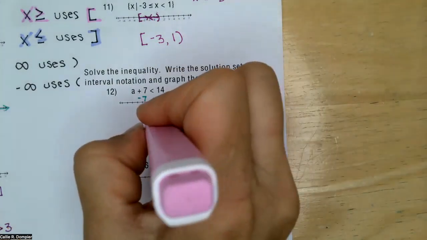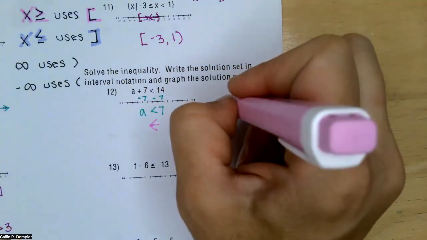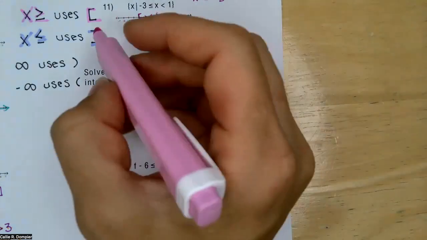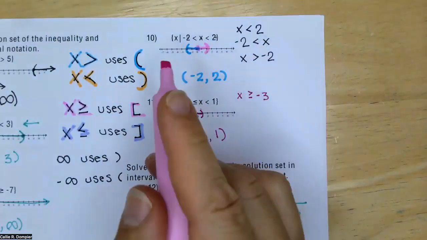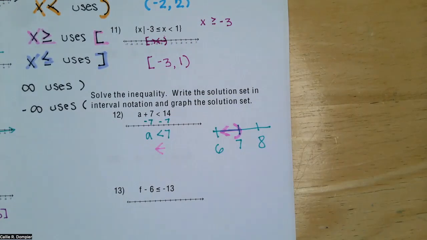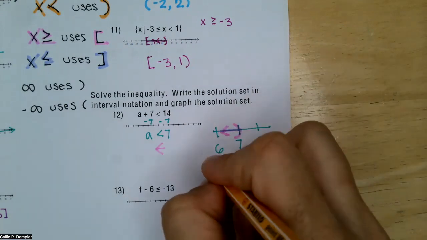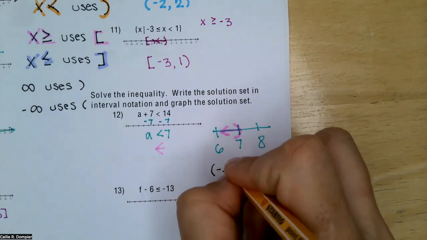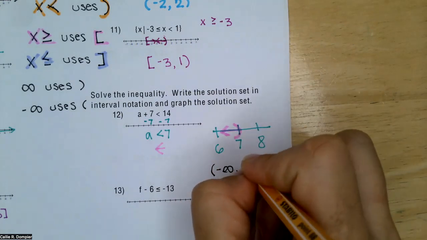Less than means the arrow's going in this direction, away from 7. Less than means parentheses. And we're done. So we solved it, and then we graphed it. Now we say what it is in interval notation. Remember, interval notation is left to right. So from left to right, I am at -infinity to 7.